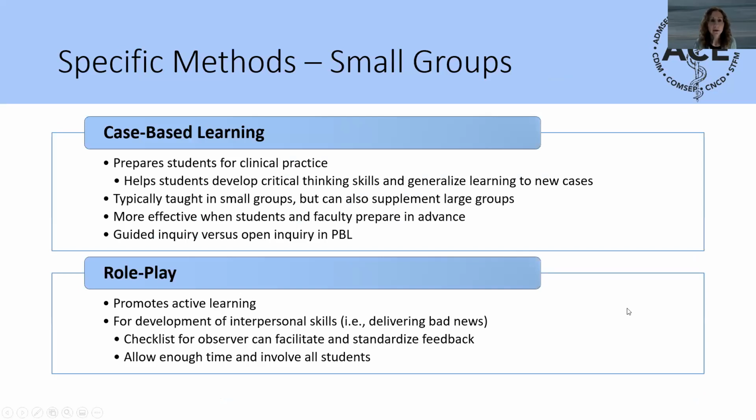There is also the case-based learning. So that is another modality. The difference between the case-based learning and the PBL, as I mentioned earlier, the PBL is really open inquiry. Students come in and it's all new knowledge. They are not prepared, and the facilitator is there but takes a back seat. The case-based learning, the facilitator really has a role that guides the group.